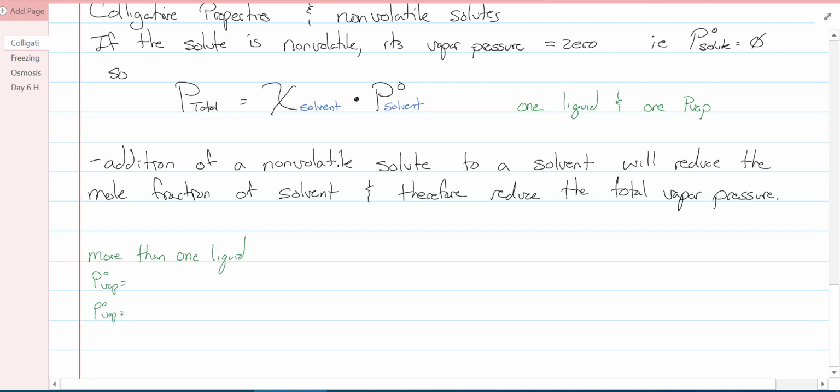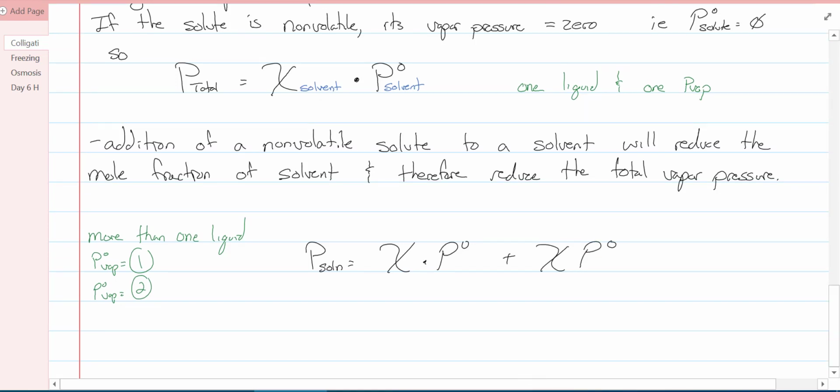So what happens here? The vapor pressure of the solution is equal to the mole fraction times the vapor pressure plus the mole fraction times the vapor pressure. And so I'll use component 1, or A, and component 2, or B. So it depends on what we have. If you have 1, you have 2, it doesn't matter. So let's do some examples of these real quick. We'll do some examples and then we'll go back to what happens with the phase diagram.